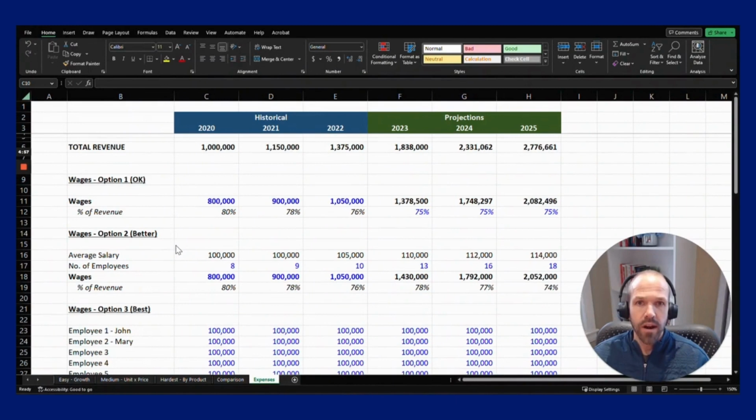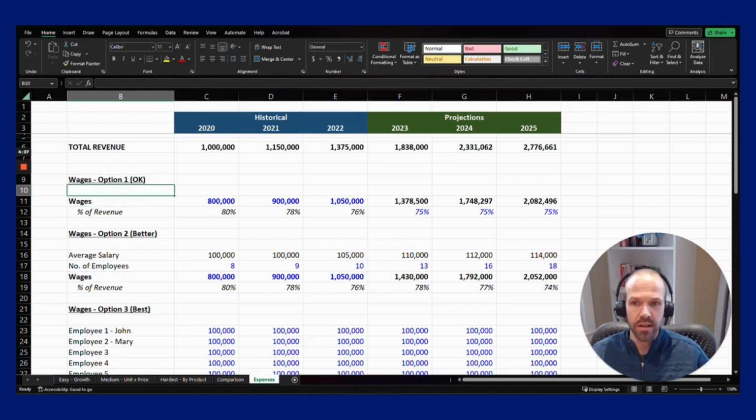Following on from our prior video on how to model revenue, in this video we're going to turn our attention to operating expenses and the different ways that you can model operating expenses. So let's get started. With wages, which is usually for most businesses one of their bigger expenses, there's a couple of ways to model it.